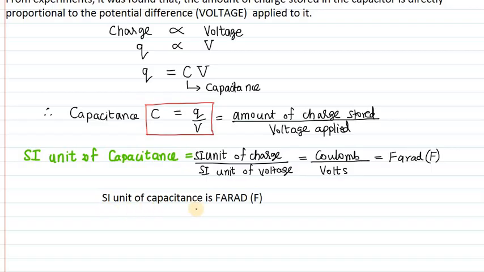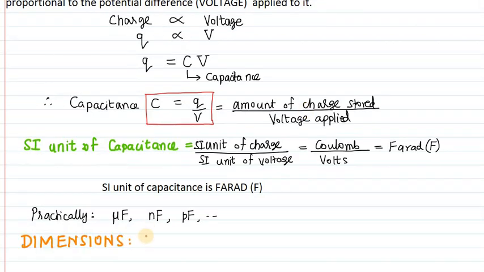Generally, the farad is a very large unit. So in practical sense, we will be using smaller units of farad. For example, microfarad, which is 10 power minus 6, or nanofarad, 10 power minus 9, or picofarad, 10 to power minus 12 farad, etc. Smaller units will be used here.